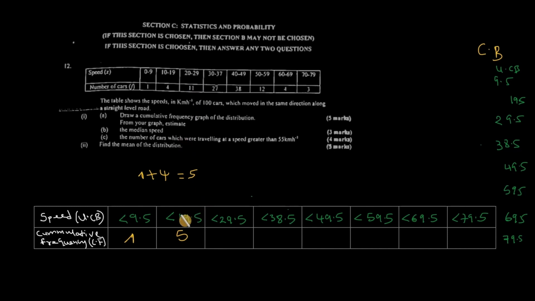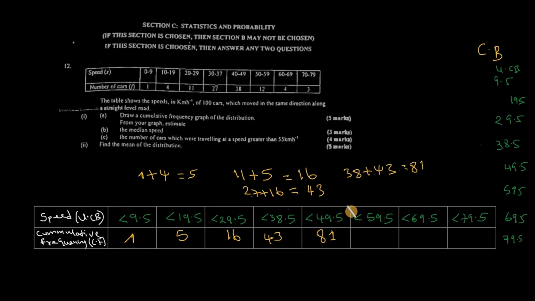So we cumulate again. We take 11 plus the previous cumulative frequency, which is 5, and it's going to give us 16. So here we write 16. 27 plus 16, which is 43. Here we write 43. 38 plus 43, 81. So here we write 81.